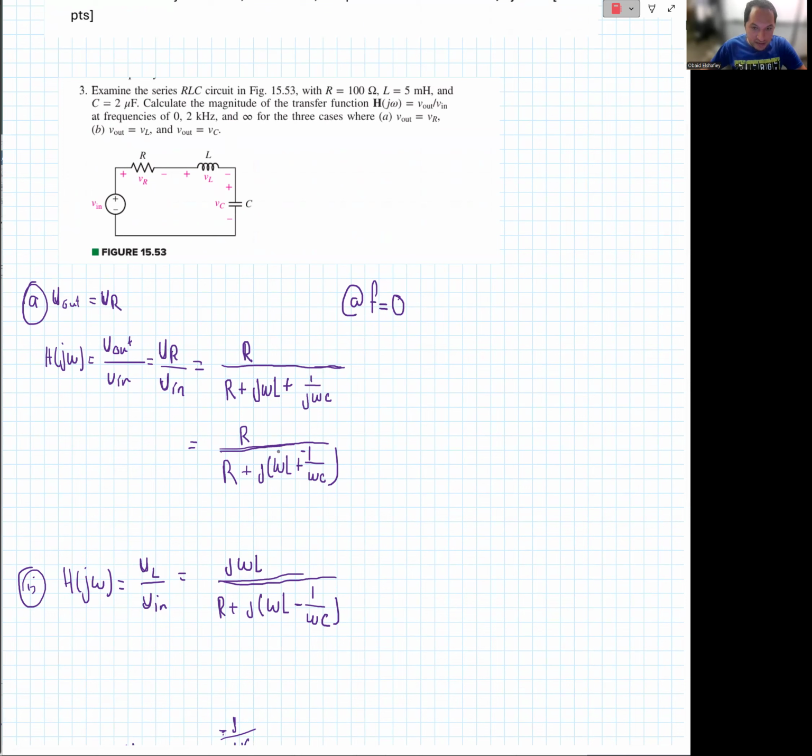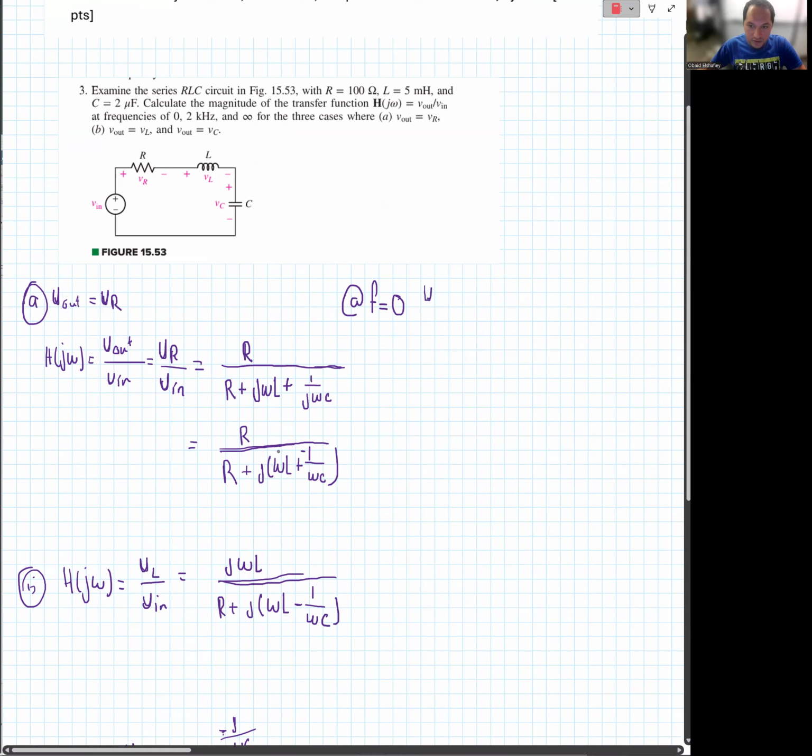So the impedance of my inductor is low and the impedance of my capacitor is high. In other words, my inductor is a short circuit and my capacitor is an open circuit. So no current is passing, so there is no voltage difference across VR. So VR equals 0. VR over V in equals 0, no matter what V in is. So the magnitude of 0 is equal to 0.